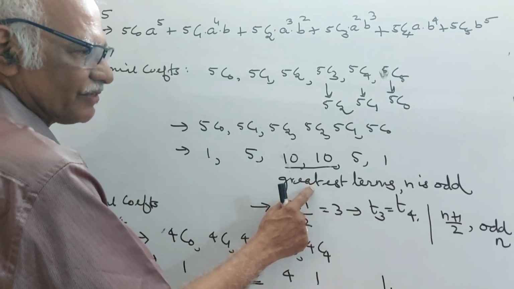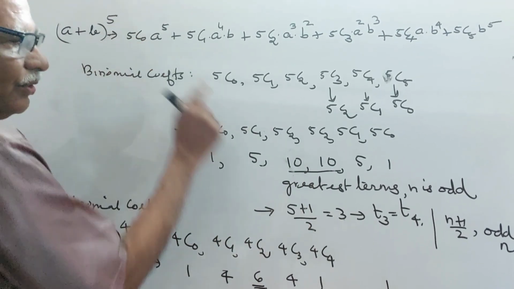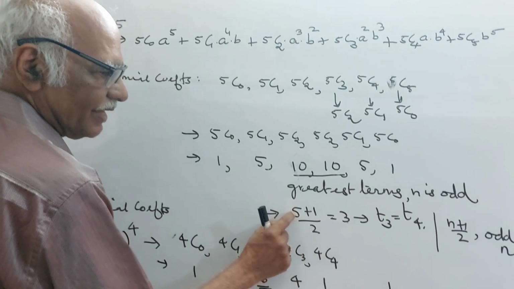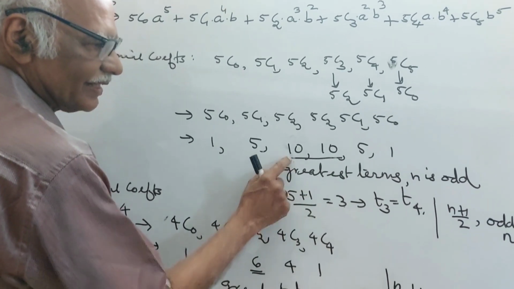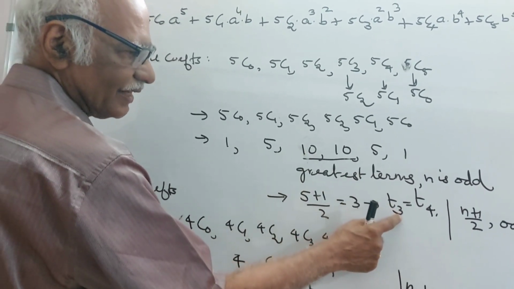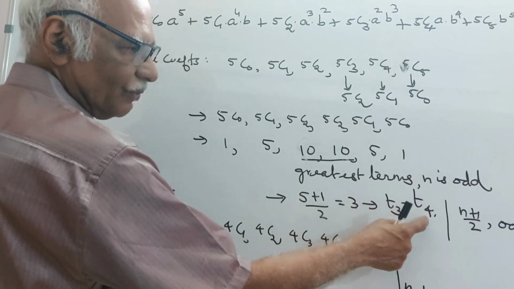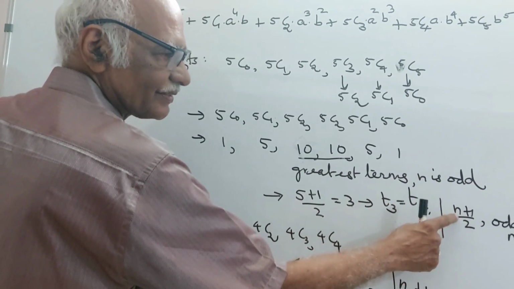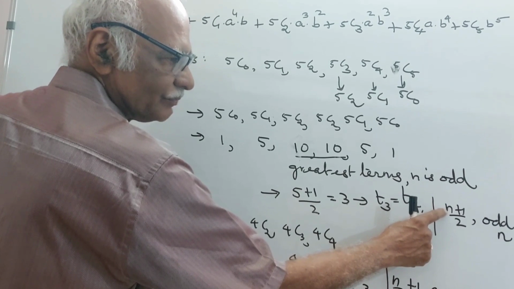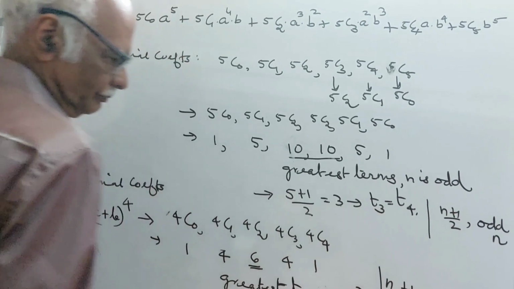So for the greatest coefficient, when n is odd, it is given by the (n plus 1) by 2 term, the third coefficient, so T3, and it is also equal to T4. So the formula for the greatest coefficient is the term (n plus 1) by 2.